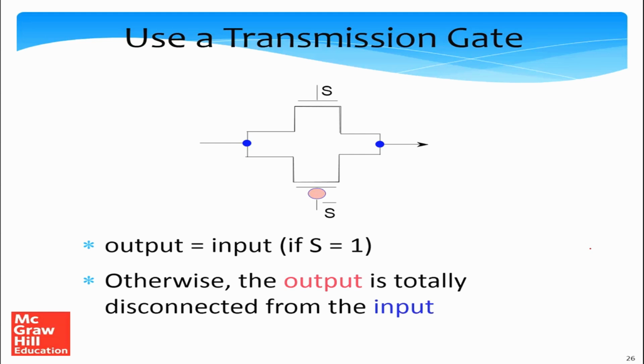So here again we can use a transmission gate, which is exactly the same thing as we had described earlier. A transmission gate contains a pair of gates, an NMOS and a PMOS. So the output is equal to the input if S is equal to 1. Otherwise, if this is the output and this is the input, the output is totally disconnected from the input, so you can think of it as an open switch. So in this case also, transmission gates can be used to isolate the inputs of the multiplier from the inputs of the ALU.